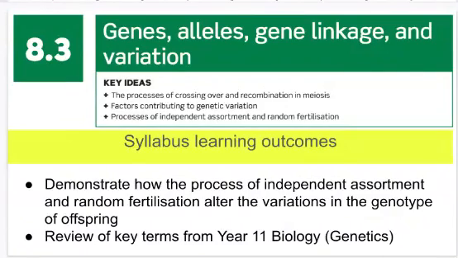So today we're just looking at reviewing some key terms from Year 11 biology so that you can review what you have learnt last year and build upon that as well. Previously we've looked at how independent assortment and random fertilization can alter the variations in the genotype of offspring, and you looked at that through the process of meiosis 1 and meiosis 2. So let's have a quick jump in.